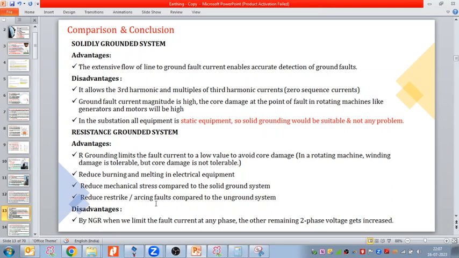So obviously re-strike and arcing fault would be reduced compared to the ungrounded system and compared to the solid grounded system as well. But there is a disadvantage of NGR. When we limit the fault current at any phase, the other remaining two phase voltages get increased. So this is a drawback of the NGR system.